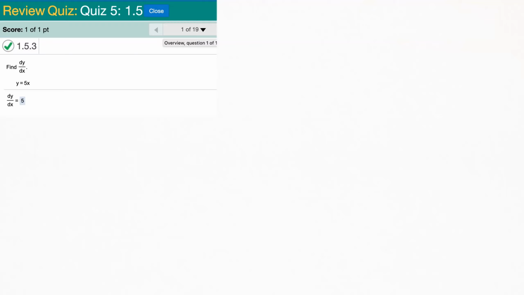Quiz 5 is all about teaching us the quick and easy way to find a derivative of a problem. So they're using the notation dy dx right now. We've seen f prime of x back on quiz 4 talking about a derivative, and this is the first time they use dy dx. And so just know that dy dx is the exact same as f prime of x. They're both just saying find the derivative.